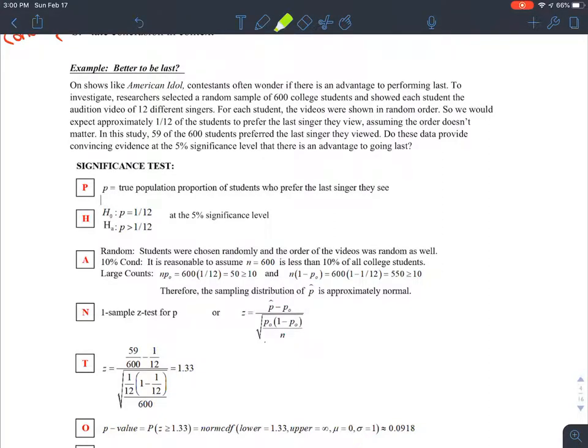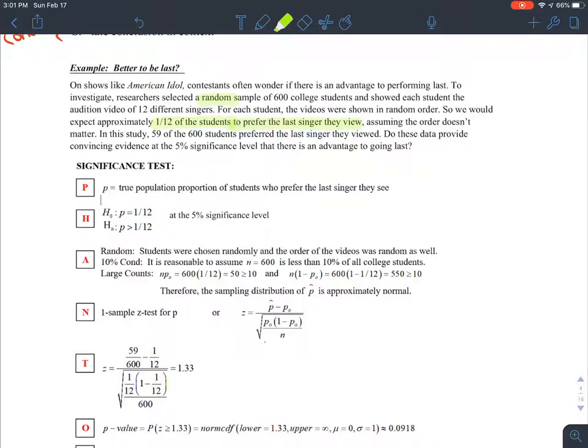And the contestants, it says here, often wonder if there's really an advantage to performing last. So to investigate, it says researchers selected, and this is important, a random sample of 600 college students, and they showed each student the audition video of 12 different singers. Now, for each student, the videos were shown in a random order, so if there really is no advantage whatsoever to performing last, we would expect approximately 1/12 of the students to prefer the very last singer that they view. Okay, that's assuming that the order doesn't matter.